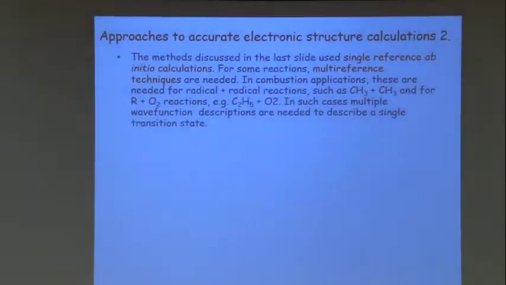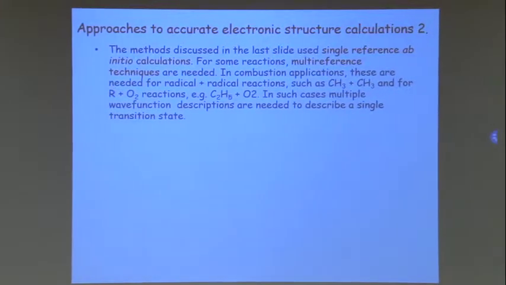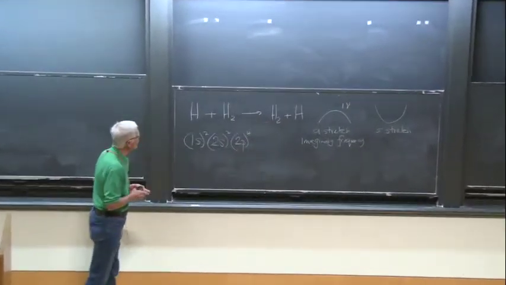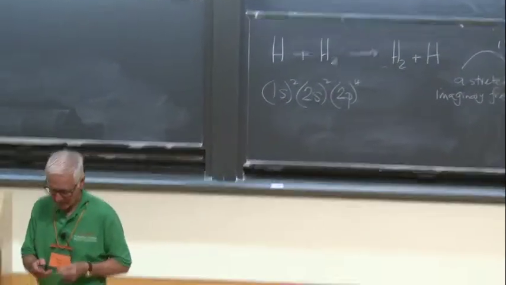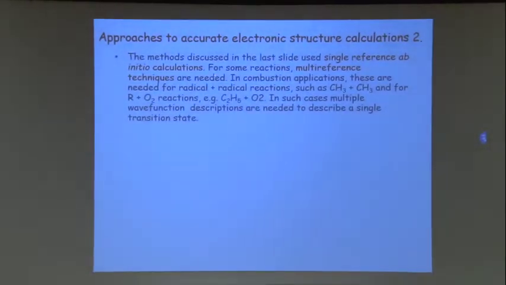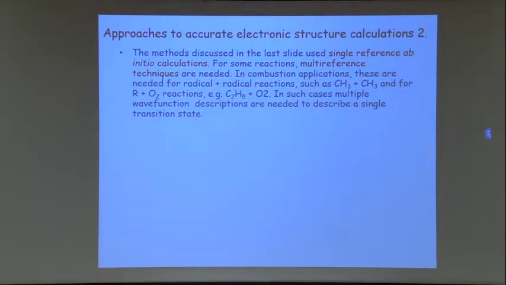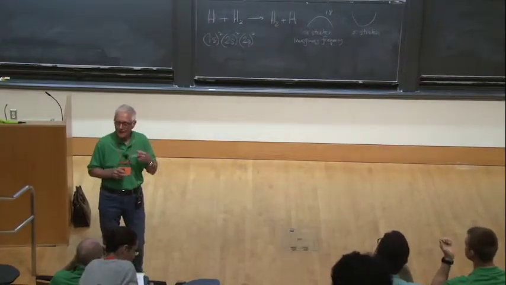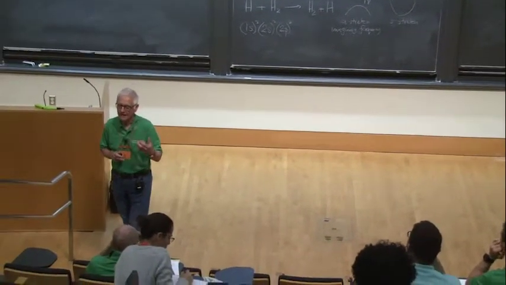It doesn't stop there, because this would be what's called a single reference arrangement of the electrons in the orbitals, but there might be another representation involving a different set of orbitals that has a similar energy. And these two interact with one another. And so what we have to do is use what are called multi-reference techniques, where these interactions are important. And they're important in many of the radical reactions that we're dealing with, especially things like methyl plus methyl and, say, ethyl plus O2.